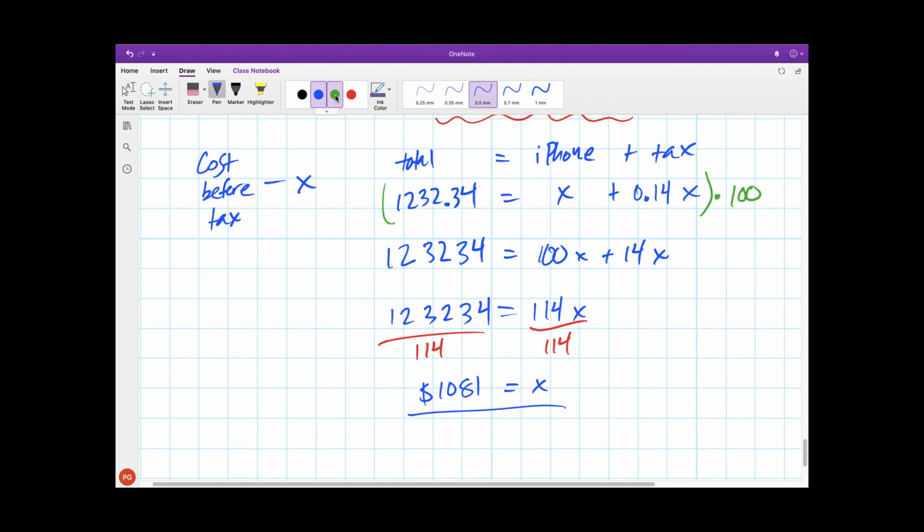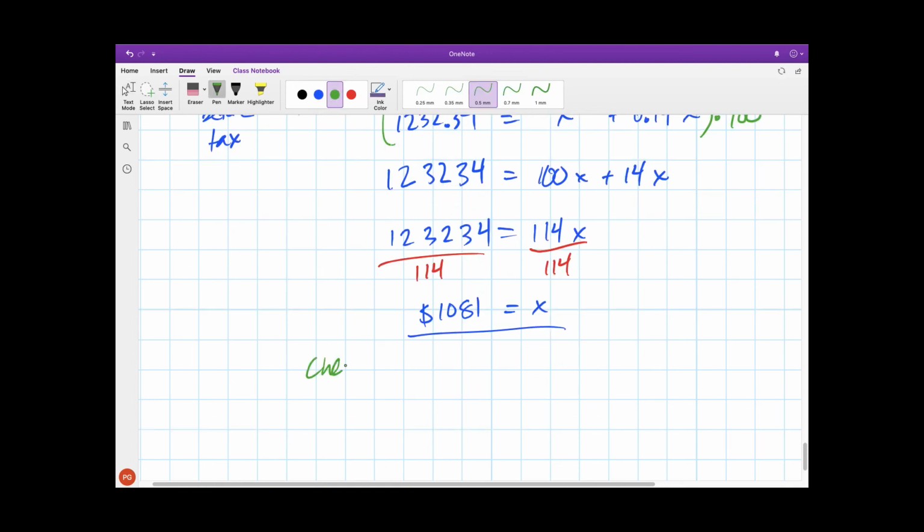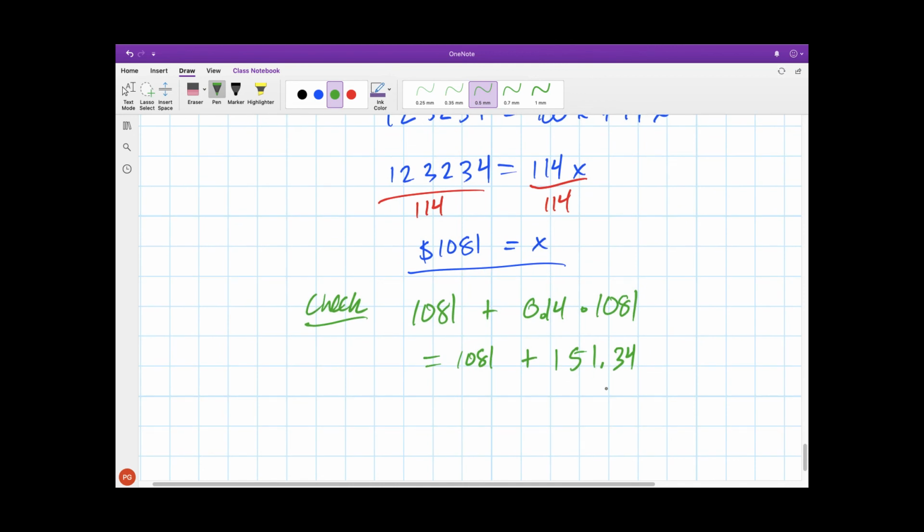Now, if you'd like, you could check this answer. So we know that x, our price here, plus 14% of this should be the cost of our iPhone that we were given in the problem. So our tax is $151.34. Adding these two together, we get the number from our question, so we know we got it right.